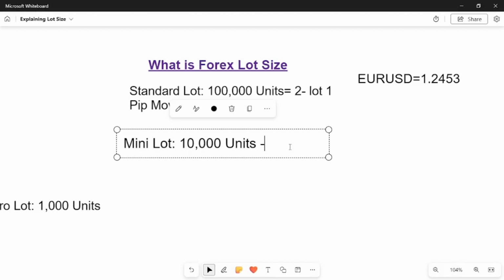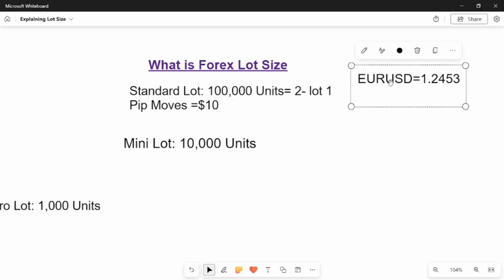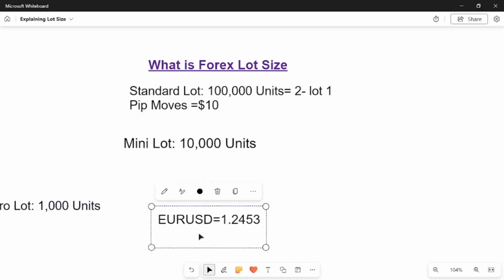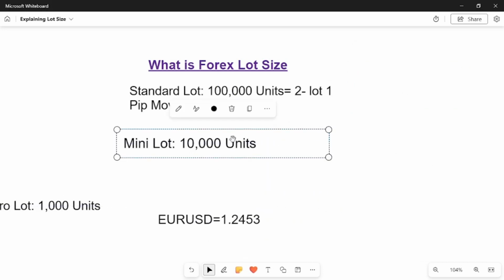So now the next is called the mini lot. The mini lot is simply the standard lot divided by 10, which is 100,000 divided by 10, giving you 10,000. Assuming you are using the same Euro USD again and trading on a mini lot, a mini lot directly equals using a lot size of 0.1.